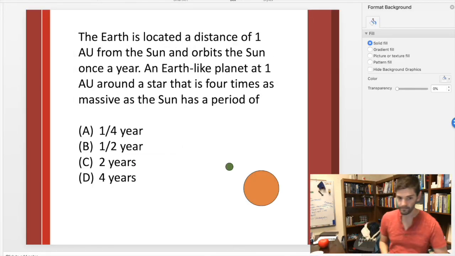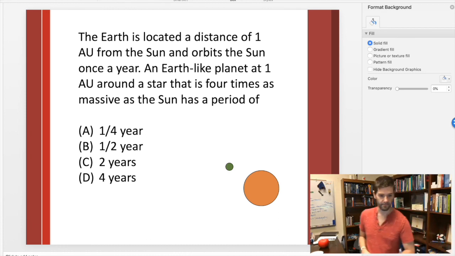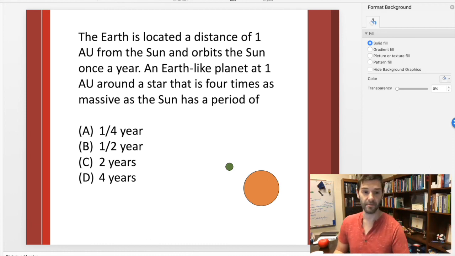And here's another one. The Earth is located at a distance of 1 astronomical unit from the Sun and orbits the Sun once a year. An Earth-like planet that is still at 1 astronomical unit around a star, but that star is 4 times as massive as the Sun, has a period of a quarter of a year, half a year, 2 years, or 4 years.